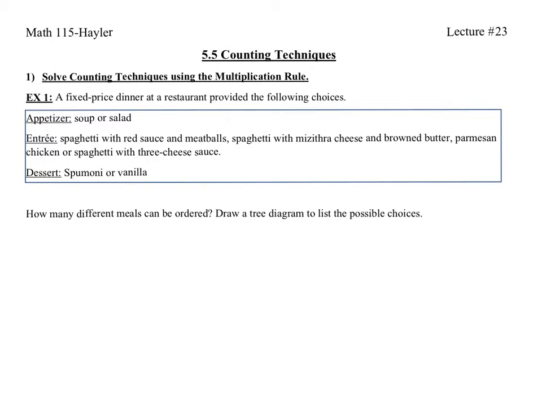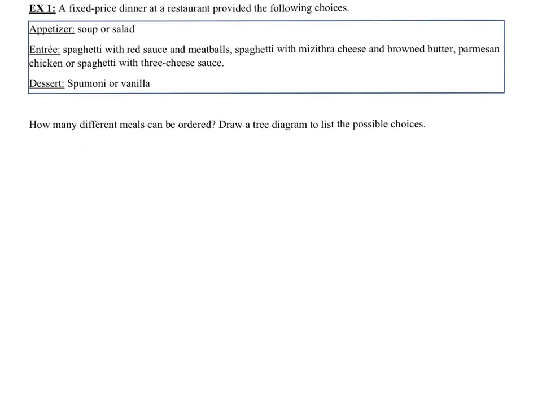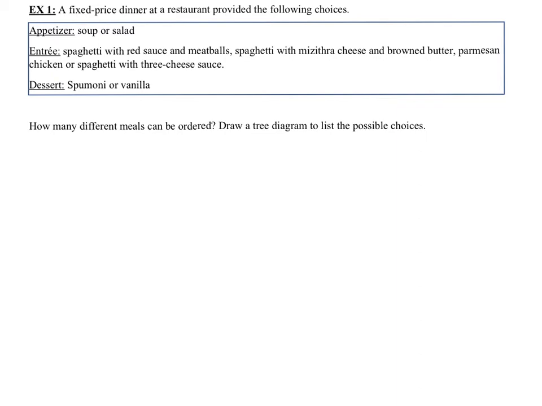For example 1, a fixed price dinner at a restaurant provided the following choices. For the appetizer, soup or salad. For the entree, you have spaghetti with red sauce and meatballs, spaghetti with mozzarella cheese and brown butter, Parmesan chicken, or spaghetti with 3 cheese sauce. And then for dessert, you have the option of spumoni or vanilla. So, our question is, how many different meals can be ordered? Draw a tree diagram to list the possible choices.